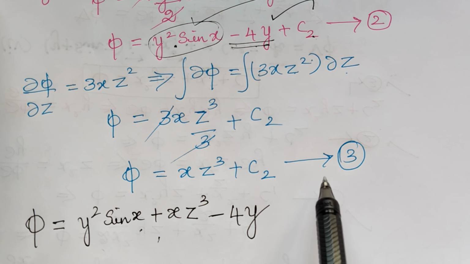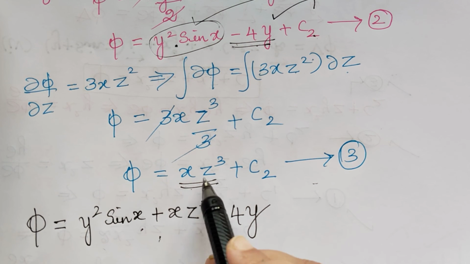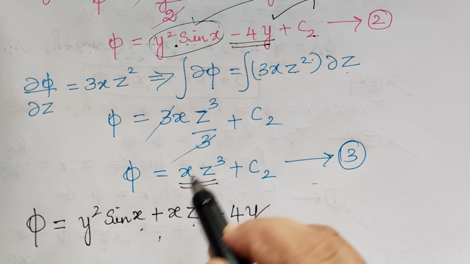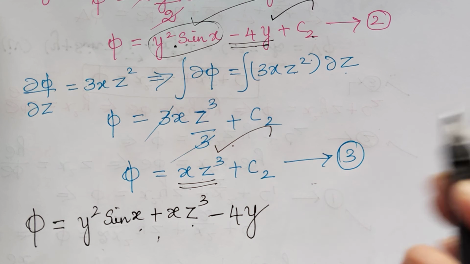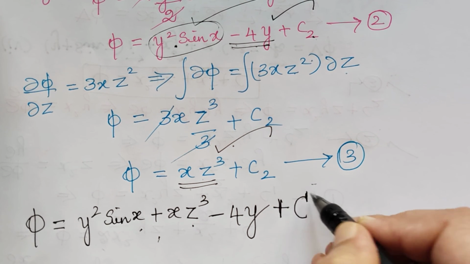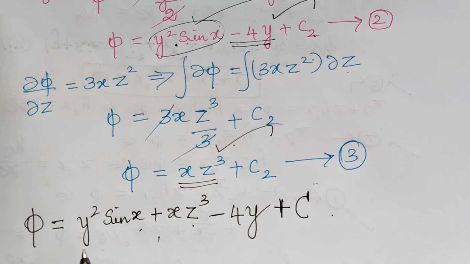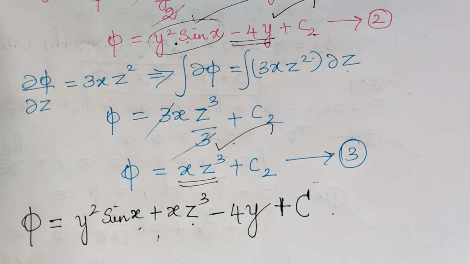Now we will move to the third solution. In the third solution, we have xz³, which is already present in the general solution. So this is done, and we need not repeat it. Then we have to add only the constant of integration, and in general it can be written as c. So therefore the general solution φ is equal to y² sin x plus xz³ minus 4y plus c.